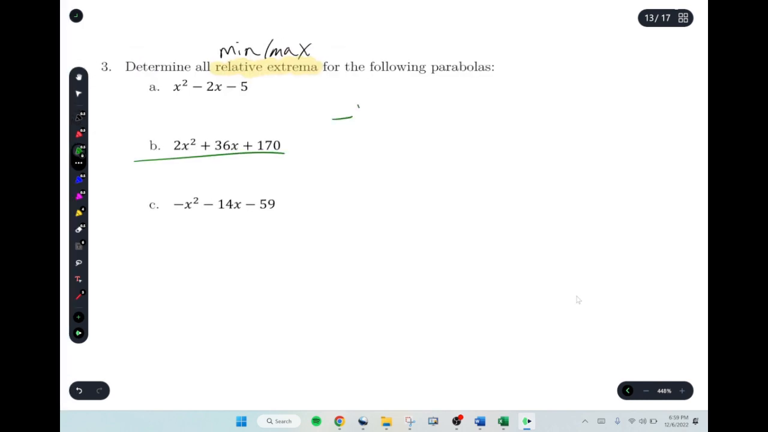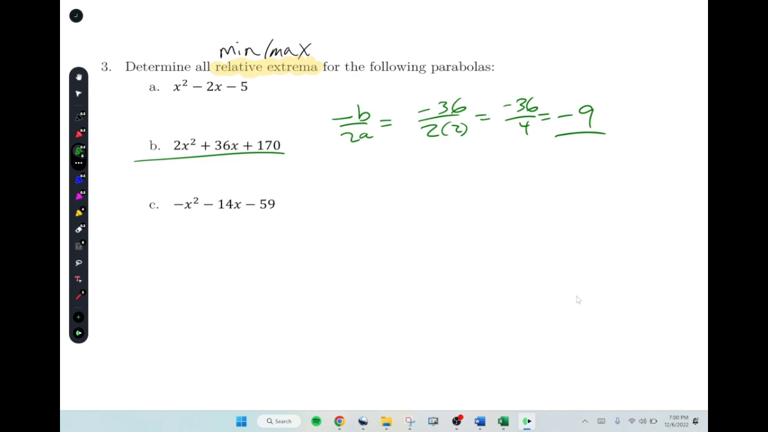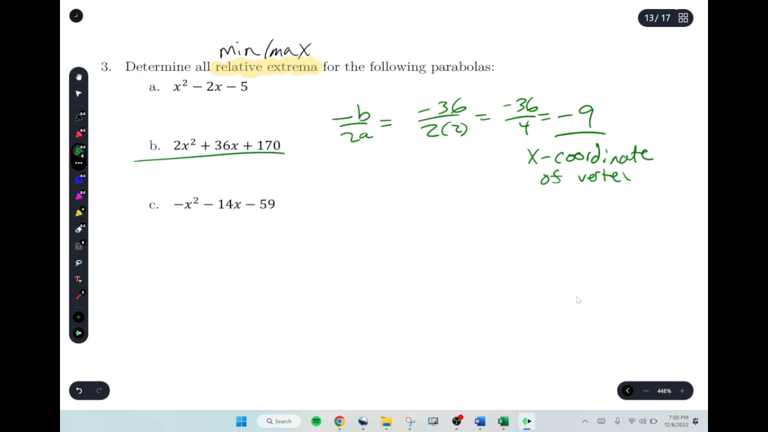B looks the hardest. Negative b over 2a equals negative 36 over 2 times 2, equals negative 36 over 4, equals negative 9. Wait, that's not a vertex. That's just a number. But what is that? If you're going to say that in words, that's the x coordinate of a vertex, right? And then you just plug it straight in, right?